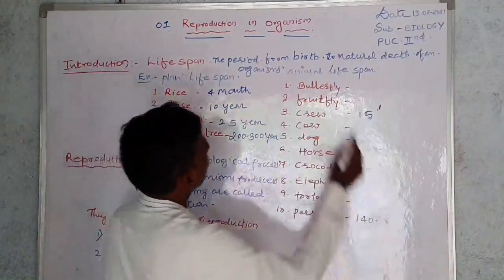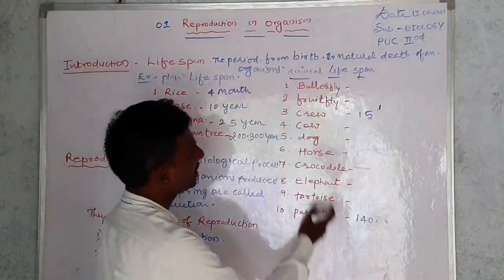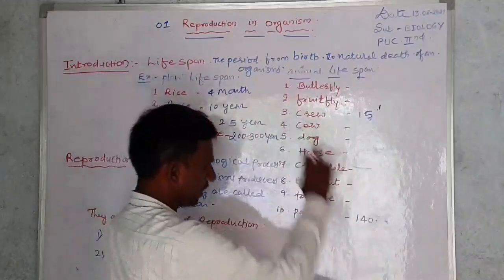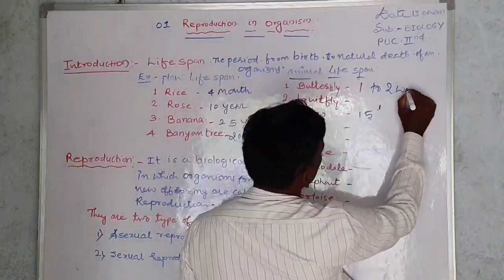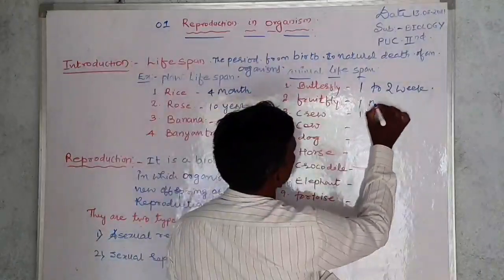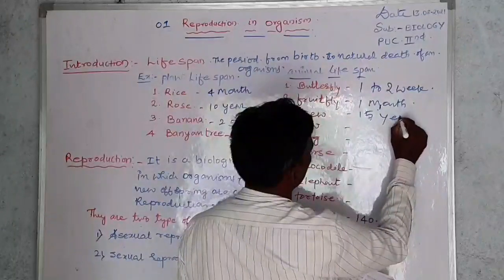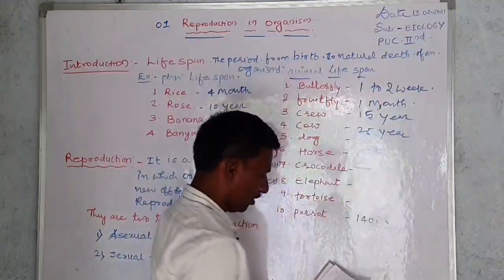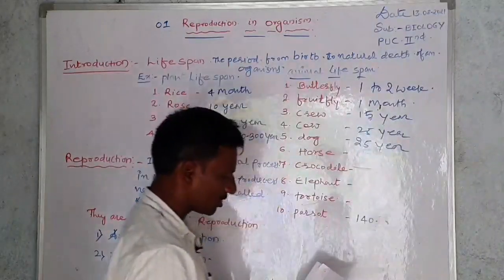Another example is animal lifespan. Look at these 10 examples of animal lifespan. First one is butterfly: the lifespan of butterfly is 1 to 2 weeks. Fruit fly, 1 month. Crow, 15 years. Cow, 25 years. Dog, 25 years. And horse, 50 years.